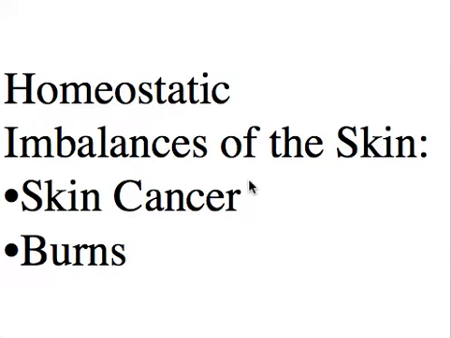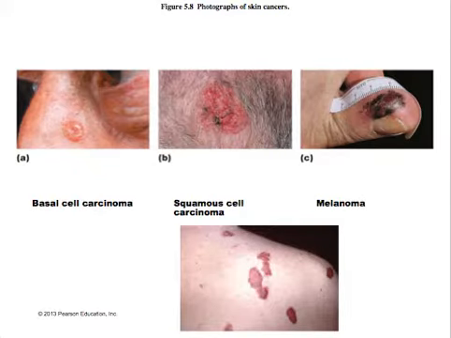Keep in mind that when we discuss homeostatic imbalances of a system of the body, we're really just discussing disorders. There are actually many disorders that can take place in the skin, but the two major ones that we'll be discussing are skin cancer and burns. So let's start off with skin cancer.